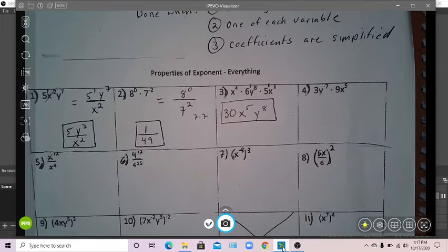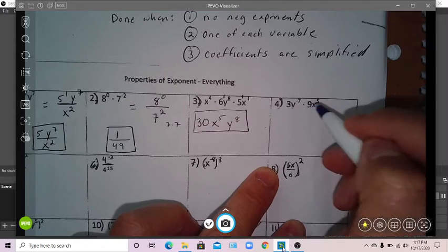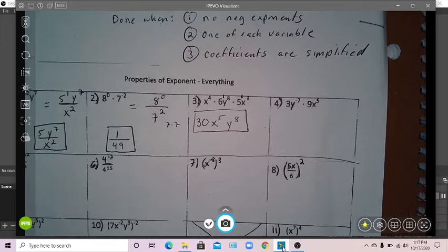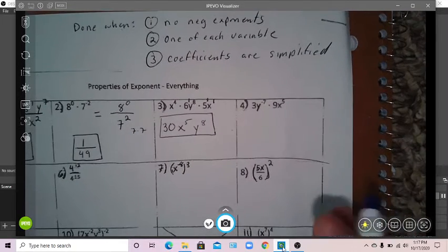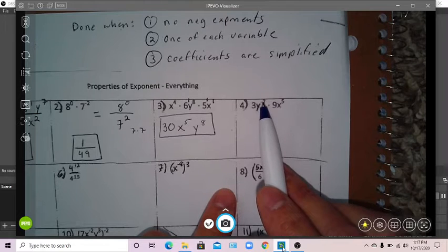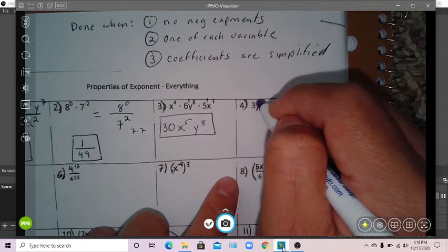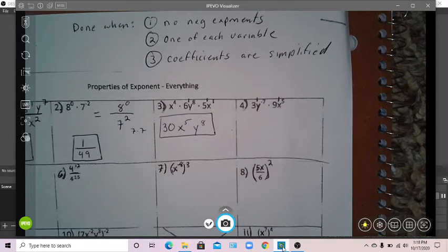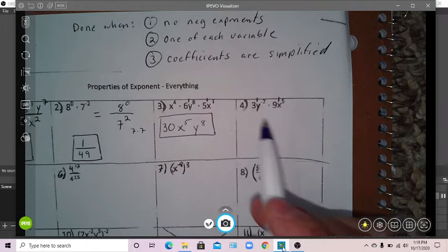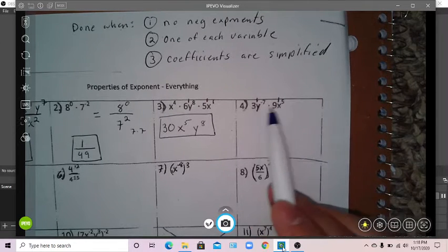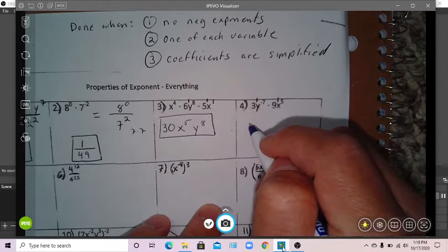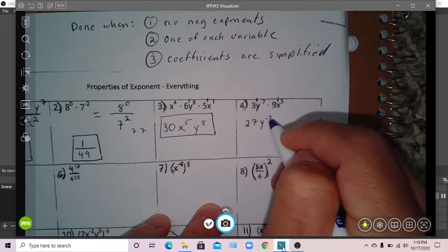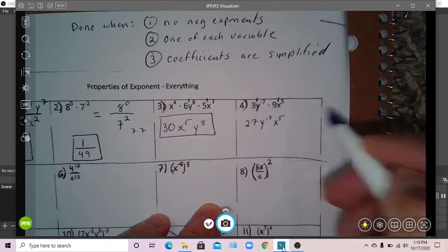Alright, so the next one, number 4, this is a y on here. Make that a y. Okay, so let's go ahead and, there is a negative exponent here. I'm going to take care of that in a second. But let's go ahead and write in exponents on the 3 and the 9. The 3 and the 9 both have 1 exponents on it. Okay, this is a regular multiplication problem, so I'm going to multiply the 3 and the 9 together. 3 times 9 is 27. So I have 27 y to the negative 7 x to the 5.